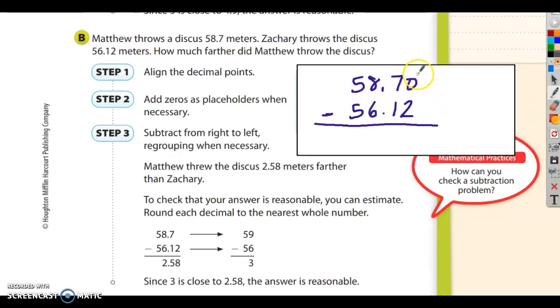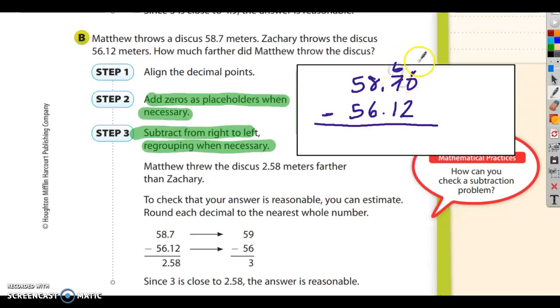This right here is where it says in the directions, add zeros as placeholders when necessary, and then subtract from right to left, regrouping. So we annex a 0 there, and then we borrow. So this is going to be 10, and we borrowed, so this becomes a 6. 10 minus 2 is 8. 6 minus 1 is 5. And 58 minus 56 is 2. The difference is 2.58.